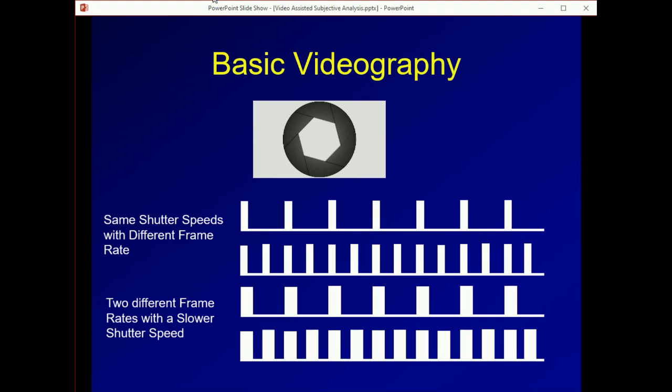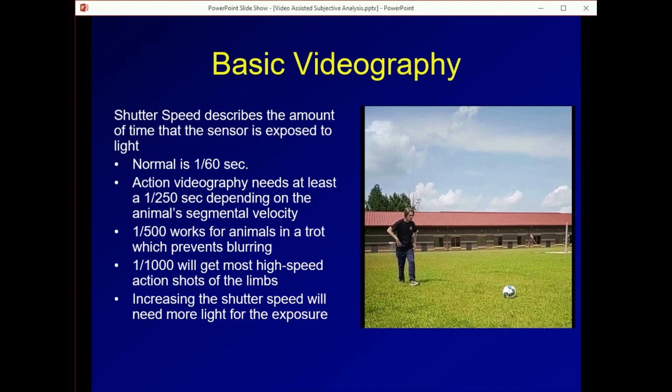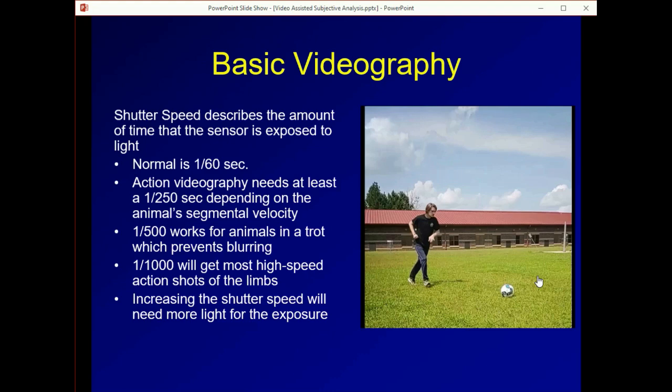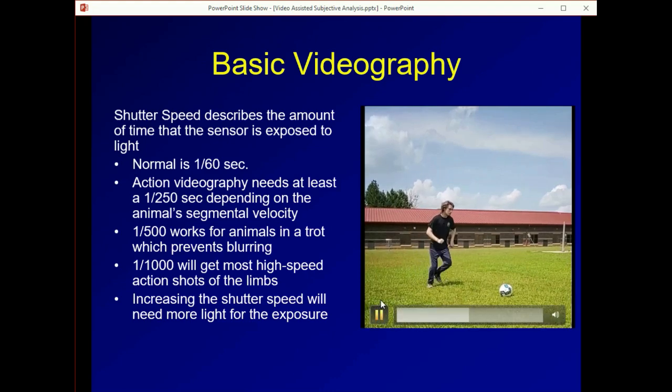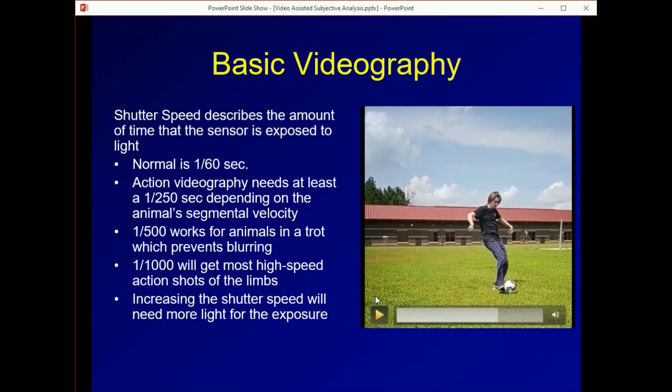Typically, you want a very tight, quick shutter speed for action videography. Here we have an action video where it was taken at 30 frames per second and a 1/500th shutter speed. As I go to stop the video in mid-action, there's minimal blurring there. So in this case, the quicker shutter speed allowed for an understanding of the movement much better than in the blurry video.